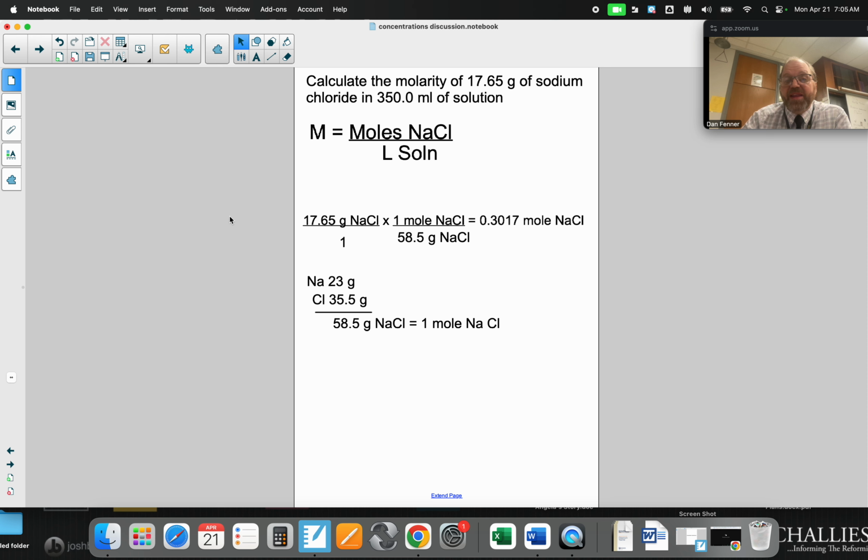Now, how do we get that again? 4 sig figs is 17.65. 58.5 is definitely significant, and of course 1 is definitely significant. So we have 4 sig figs. Now that takes care of my numerator.